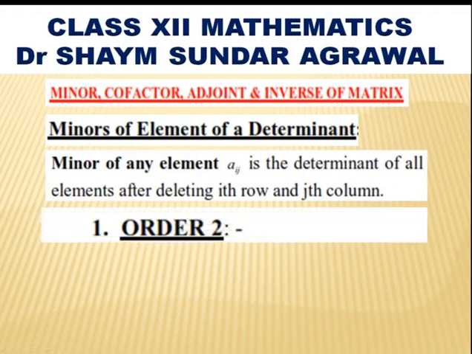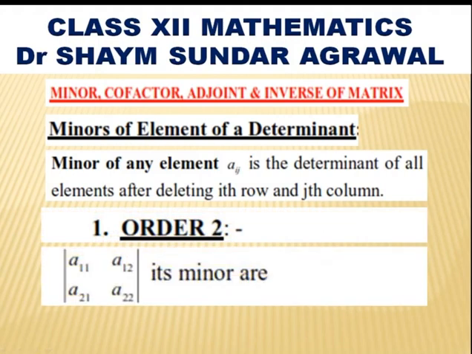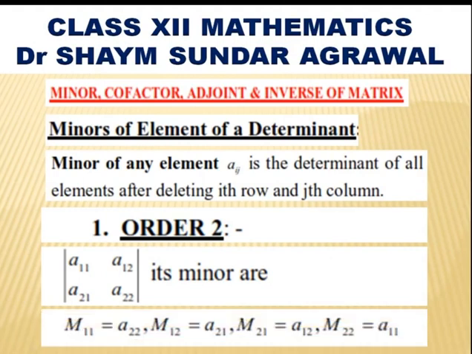So for order 2, what about the minors? The determinant is A11, A12, A21, A22. Then minor of A11 is denoted as M11, after deleting the first row and first column. The determinant of the rest element is A22. So A22 is the minor of A11.